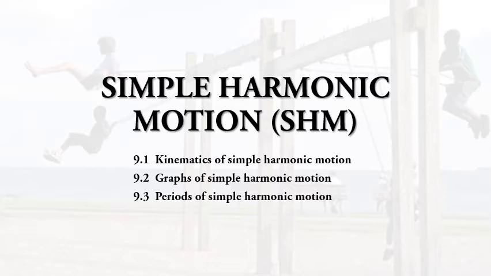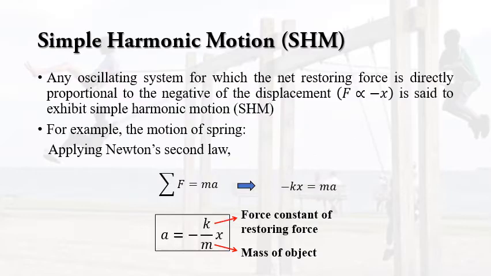We're going to have a basic idea of how an object can move in simple harmonic motion, and how to tell whether an object moves with simple harmonic motion or not, whether it exhibits the characteristics of simple harmonic motion or not. So that is our main focus today. So what does it mean by simple harmonic motion? In any oscillating system for which the net restoring force is directly proportional to the negative of displacement, it is said to exhibit simple harmonic motion.